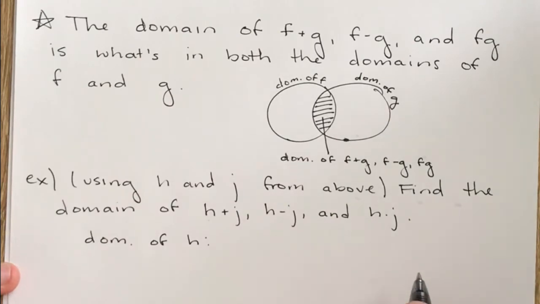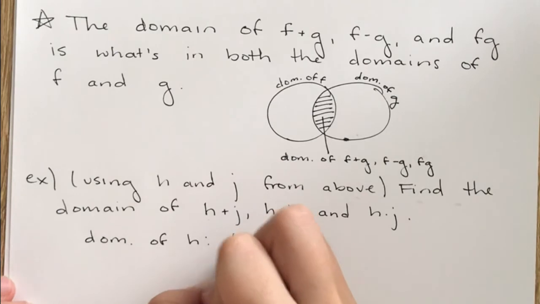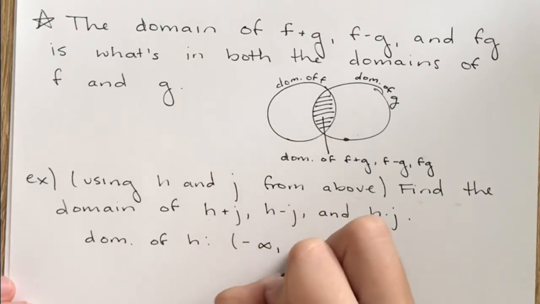Aren't our only domain rules that we need to look out for a denominator and an even root? Do we have either of those here? We don't, right? So since we don't have either of them, our domain is all real numbers. It's a quadratic, right? The domain of a quadratic is all real numbers, right? There's no real number that we can't square and get a real number. So the domain of h is all real numbers.